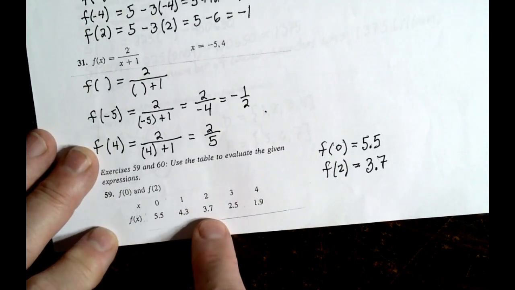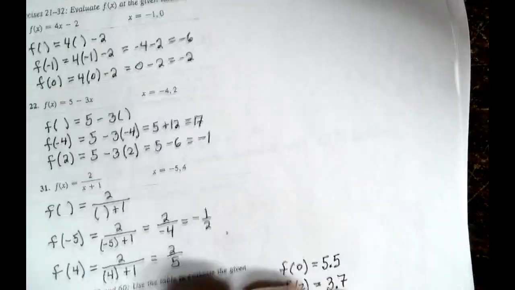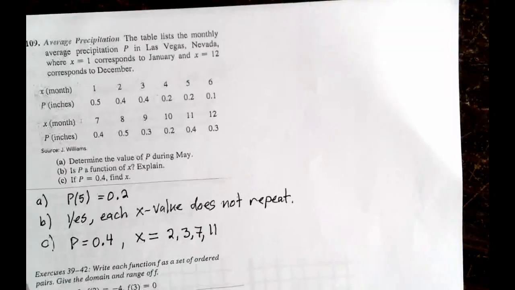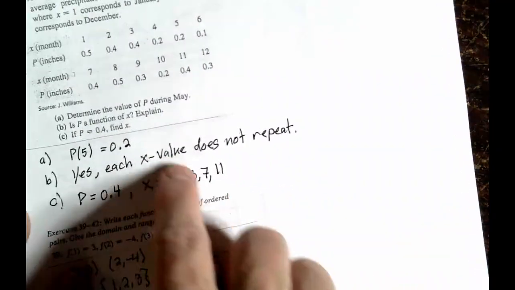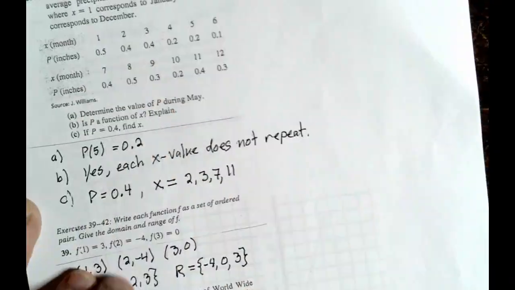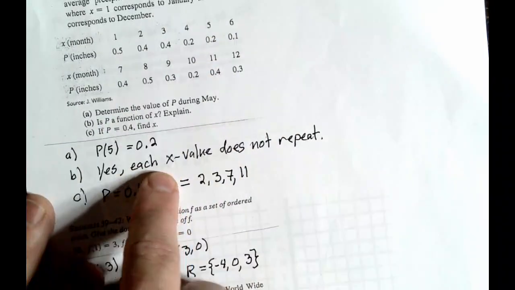F of 2, the y coordinate is 3.7. Alright, and so number 1.9, average precipitation, you've got P of 5 is 0.2.